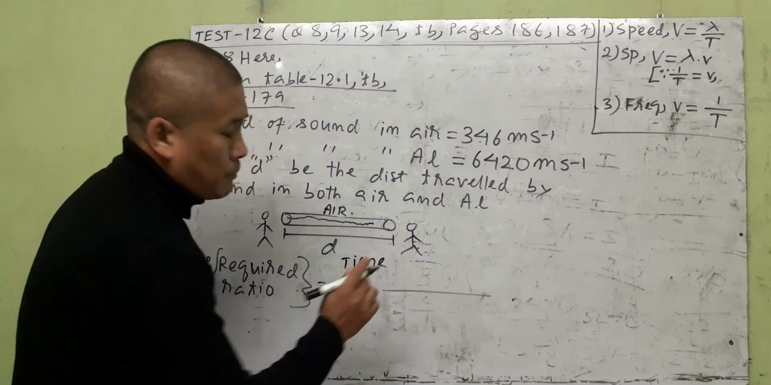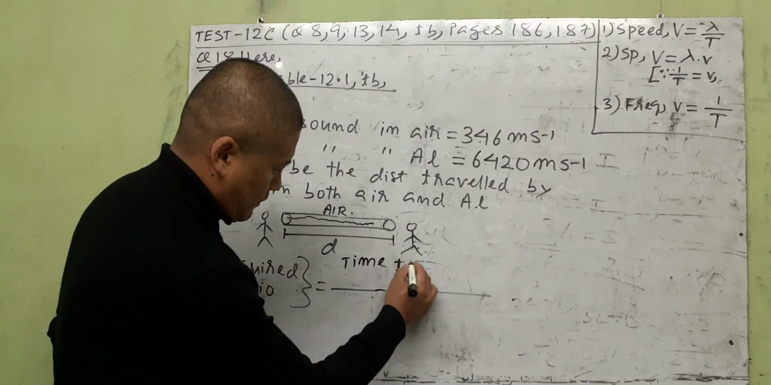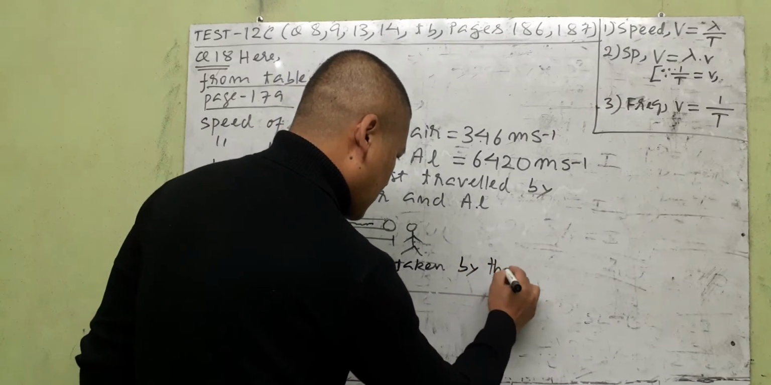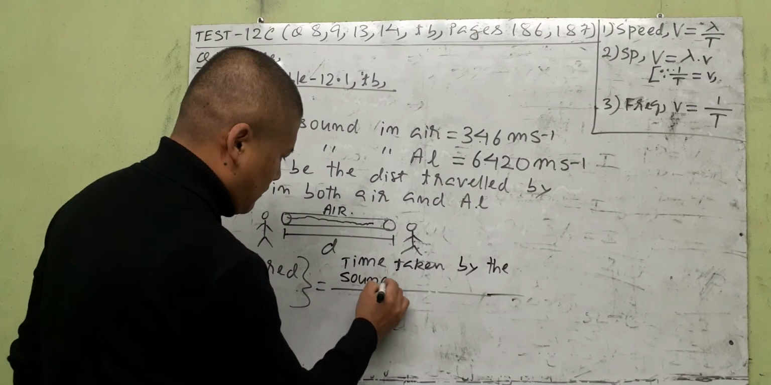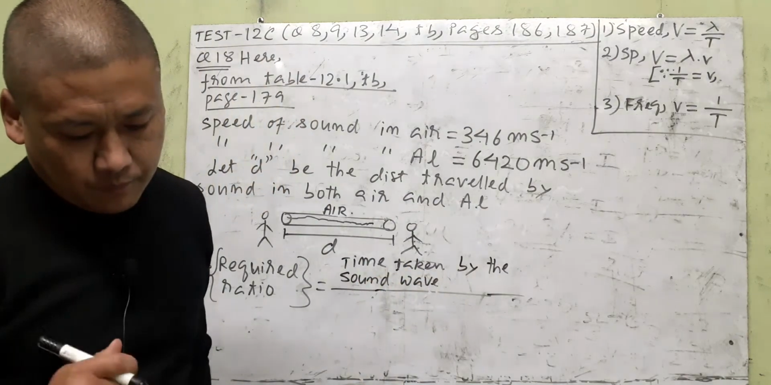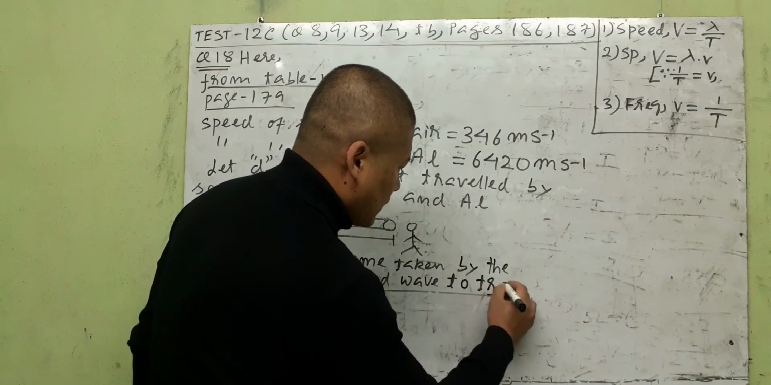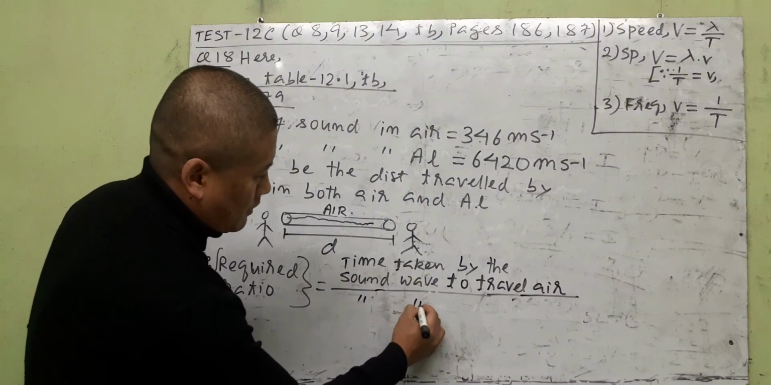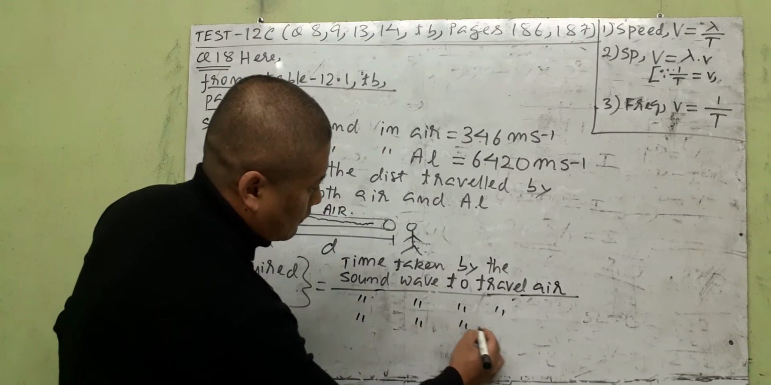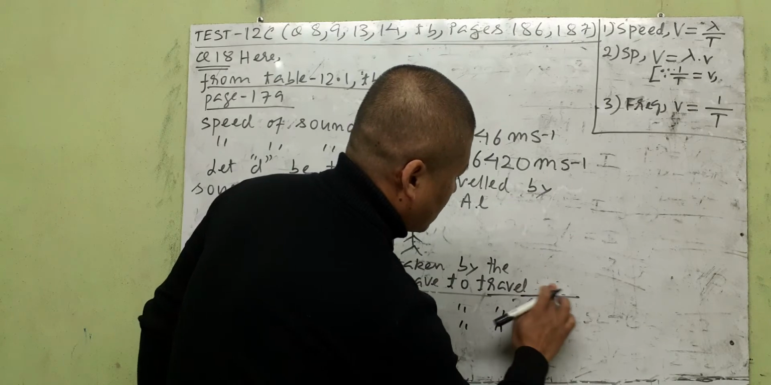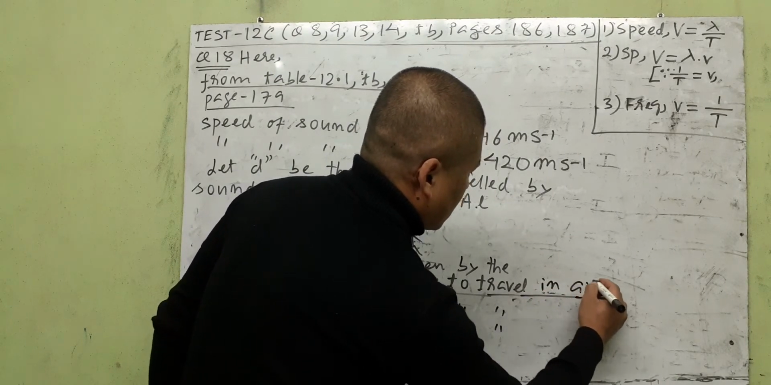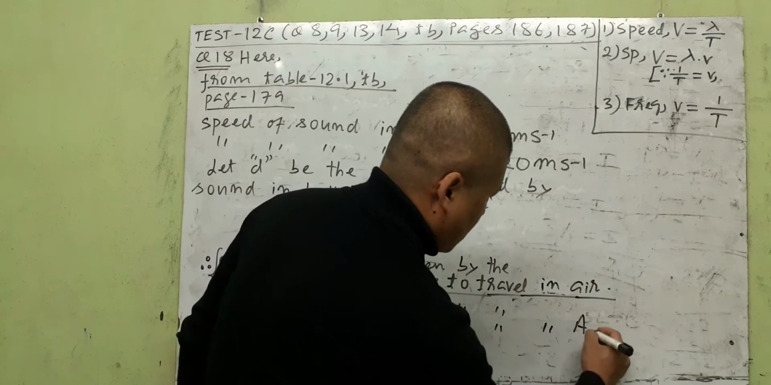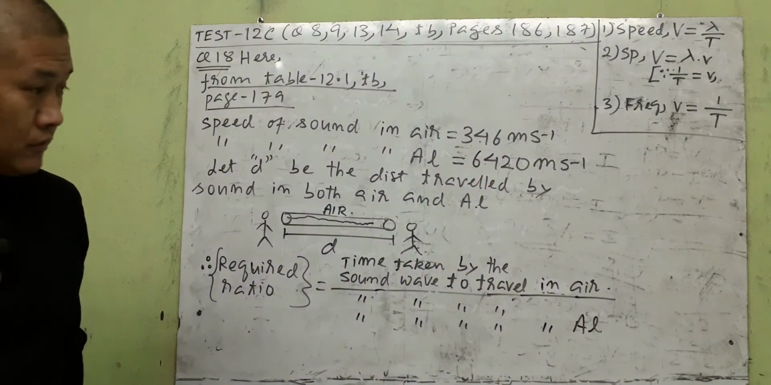The ratio means comparison by dividing. Time taken by the sound wave, according to the language of the text, by the sound wave to travel in air, divided by the time taken by the same sound wave to travel in aluminium. So that is what we're trying to find out. So let us do this.